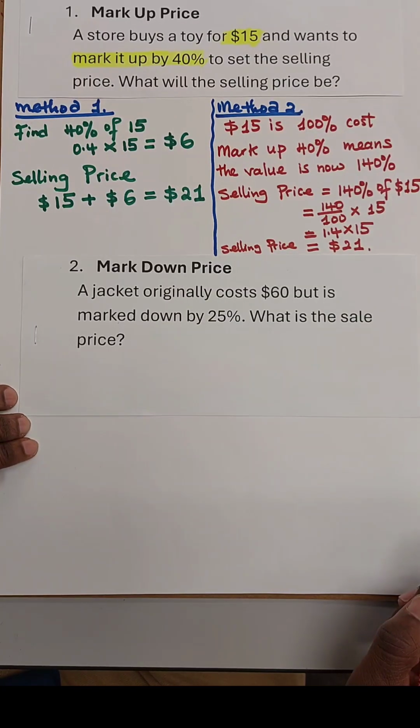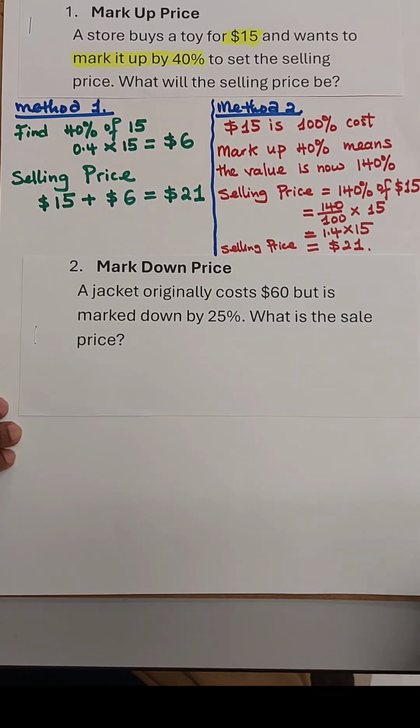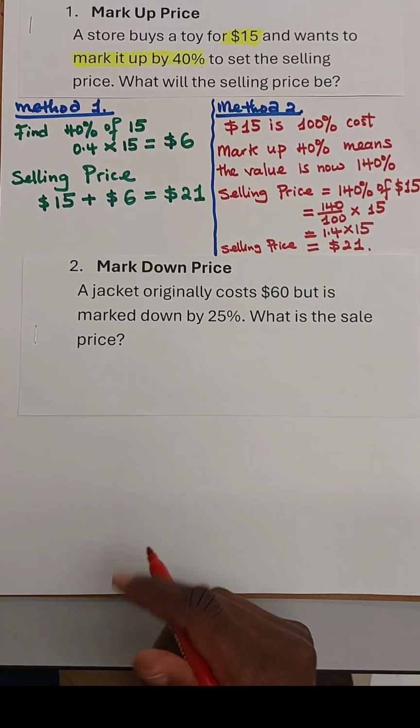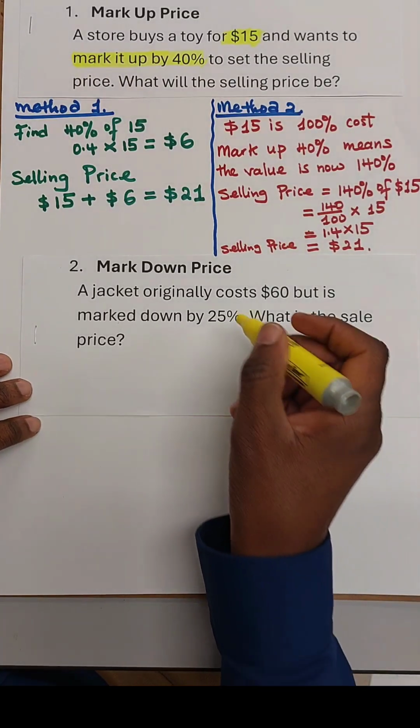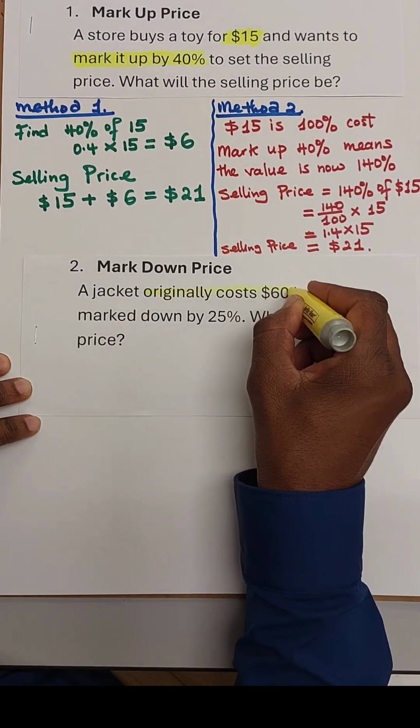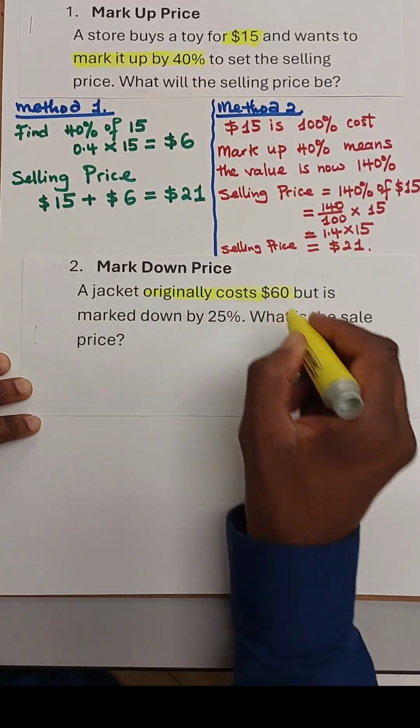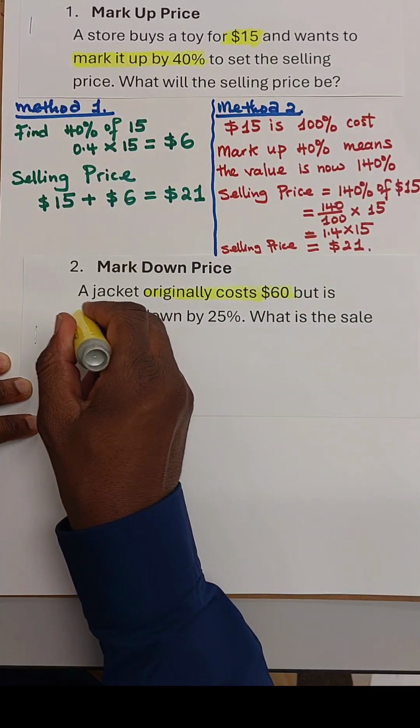After marking up prices, let us go ahead and mark down prices. So marking up, the price increases. Marking down, the price will drop. So let's find out. A jacket originally cost $60. So remember the information that is given. We know that the original cost was $60. Information given. And now it is marked down.